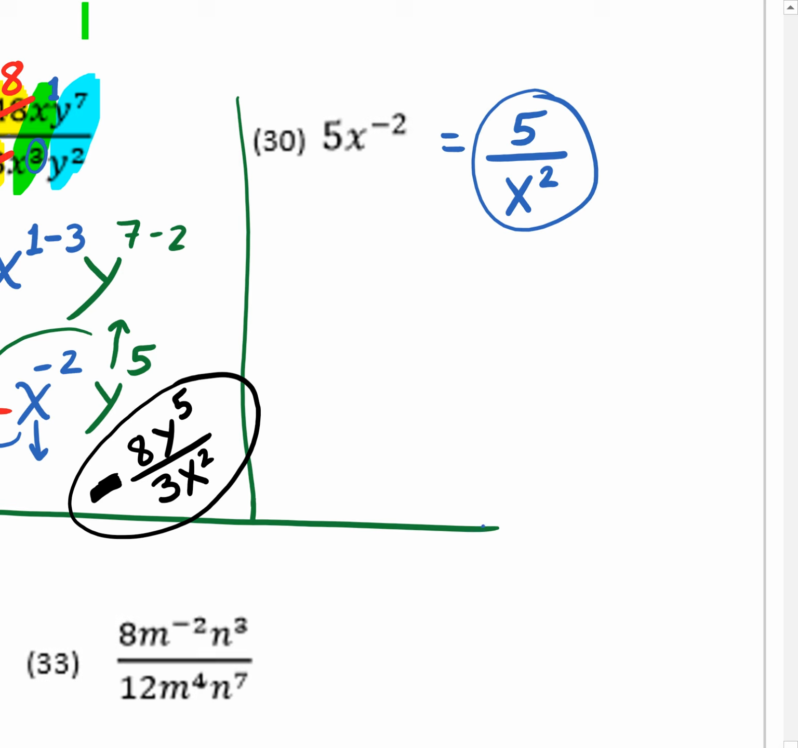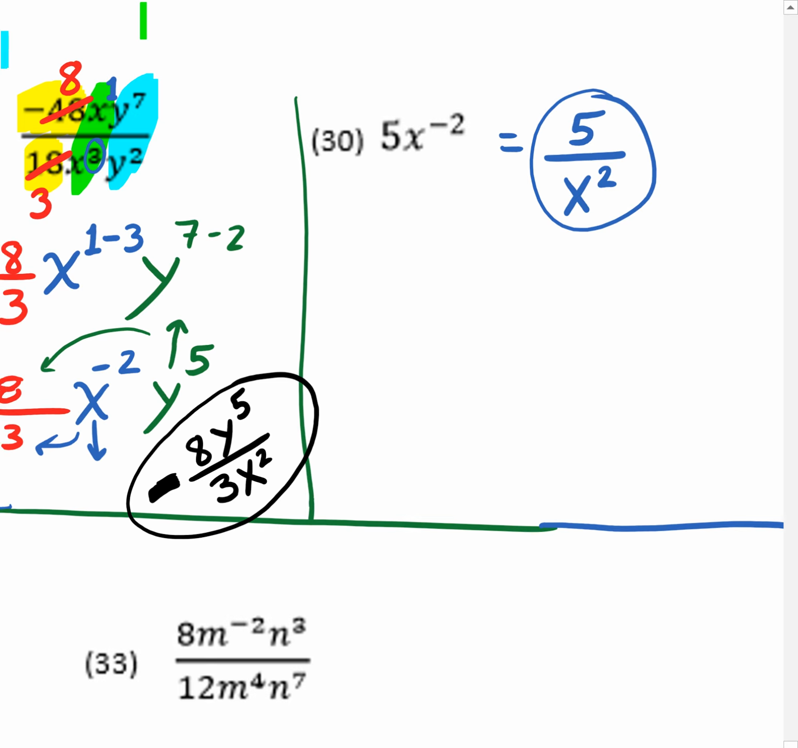You just move x to the opposite side of the fraction. So be a little careful. Don't move the entire thing. If you see a negative exponent, think about what that negative exponent is on. If it's not on everything, you don't move everything. You only move the parts that actually have a negative exponent.